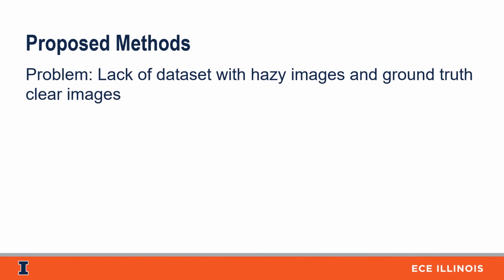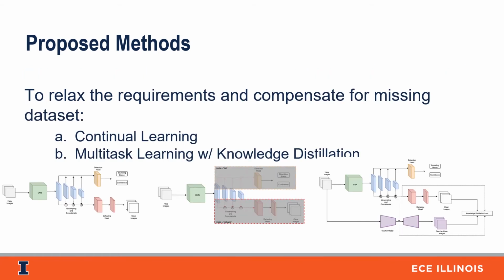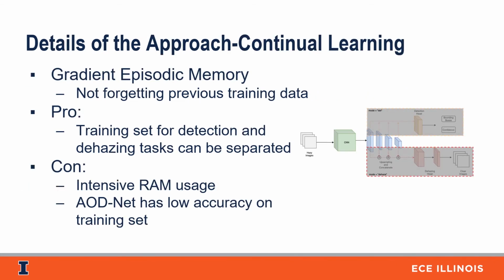However, the vanilla multitask learning approach has some problems. Our dataset does not have access to both hazy images and the corresponding ground truth clear images. To relax the requirements and compensate for the missing dataset, we proposed two more methods. The first one is continual learning, and the second one is multitask learning with knowledge distillation.